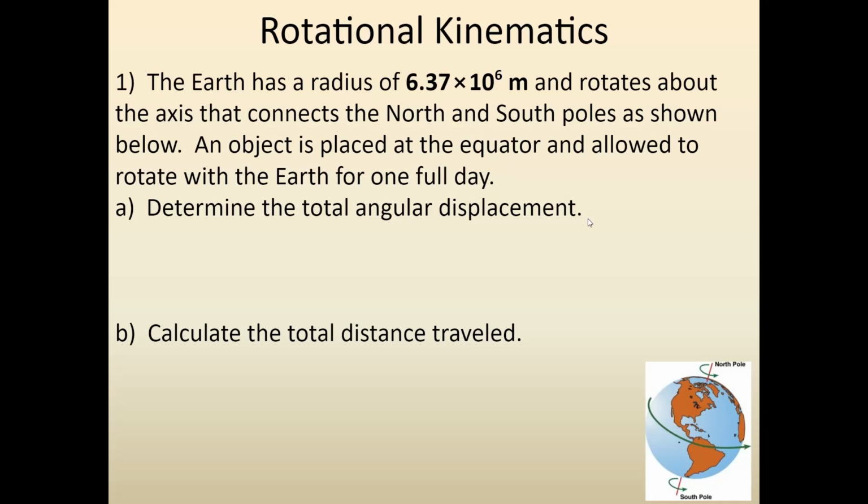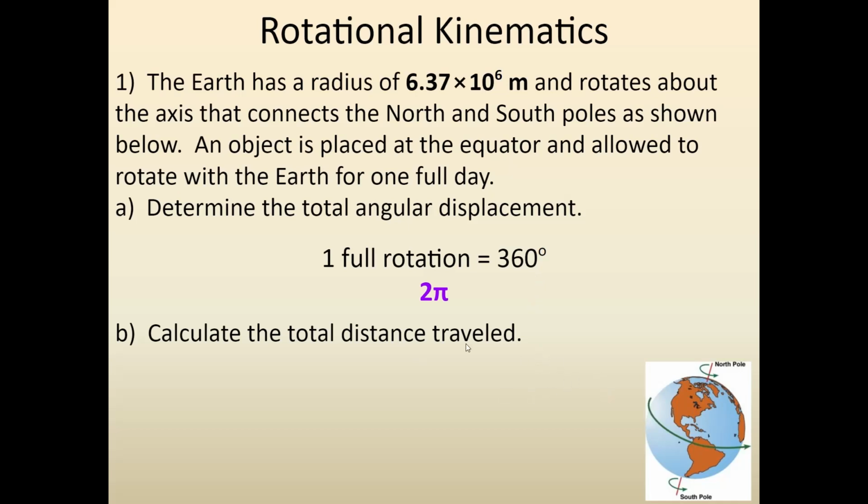All right. So the first question, we have an object on the Earth. It rotates with the Earth for one full day. The first question is, what is the total angular displacement? Well, again, we're on a rotating object. We rotate in one day. The Earth rotates one full time. Therefore, it's going to end up being 2 pi radians for the angular displacement.